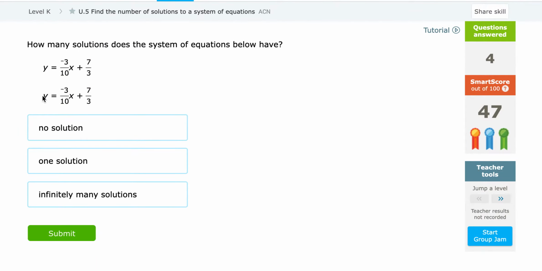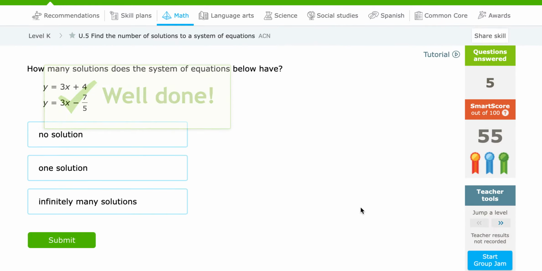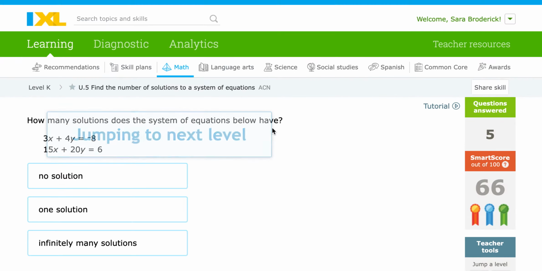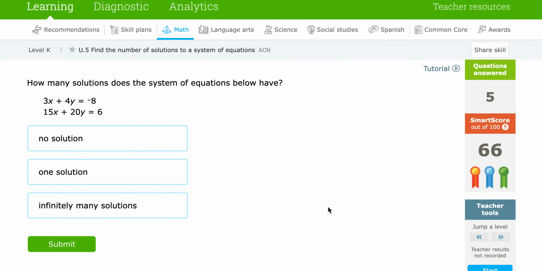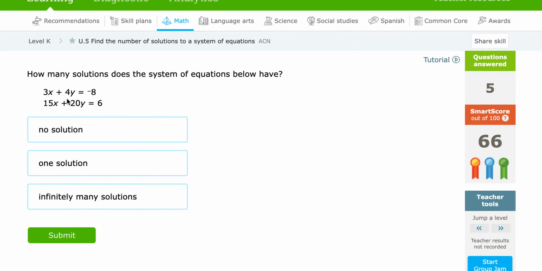Okay, now here, this is an example of two lines that are actually exactly the same line. They have the same slope, they have the same y-intercept. These lines are going to sit on top of each other and have infinitely many solutions. Okay, and what's going to happen is when you get to these higher numbers, you're going to get equations in standard form. Okay, now what can you do with standard form?